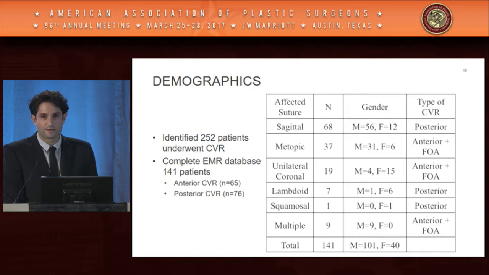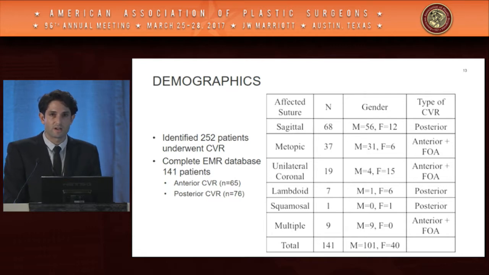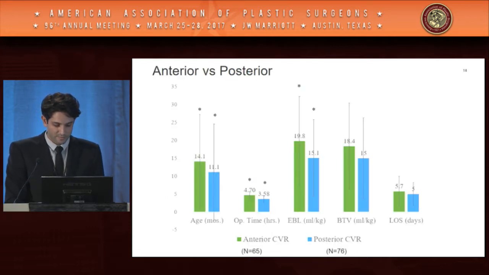There were 65 who underwent anterior vault remodeling and 76 posterior. You can see here our most common incidence of sagittal and metopic synostosis corresponding with the literature. And we were able to split calvarial bone in 100% of the patients. Here in the green, this denotes the anterior group versus the blue in the posterior.